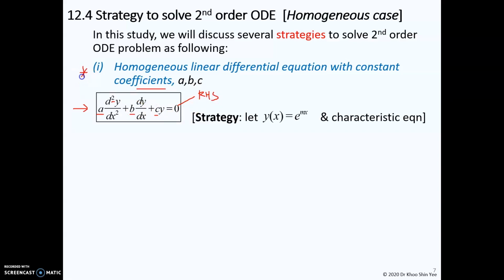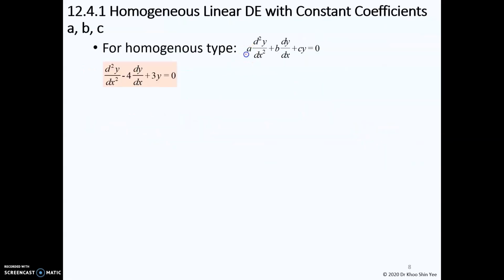So if you have a homogeneous ODE with constants A, B, C like this equation, then we can use the following strategy to solve the problem. In this case, we want to find y with respect to x. So we can assume the solution should be in the exponential form, where m is unknown. And m can be found from the characteristic equation. For example, in this case, a, b, c are given equal to 1, -4, and 3.